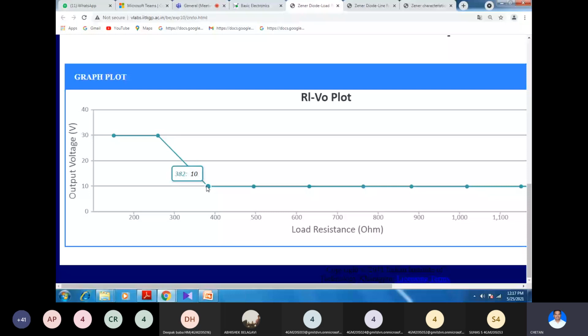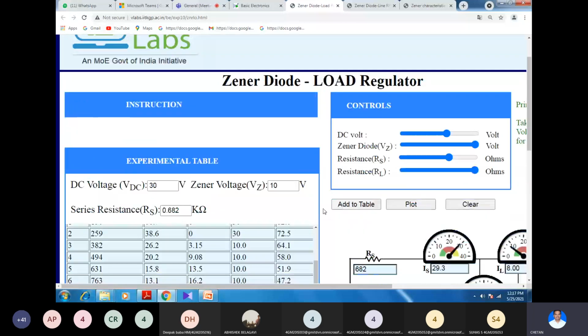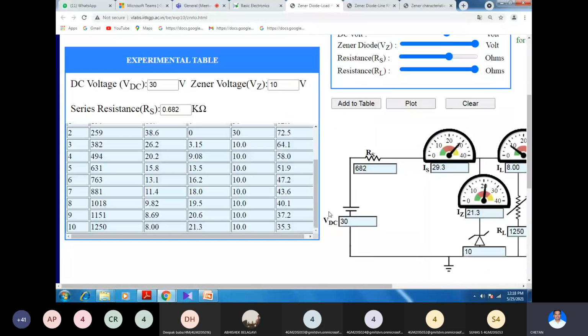VZ is the breakdown voltage of this diode. For this case, the breakdown voltage is 10 volt. Therefore, for all values of RL, 400, 500, and so on up to 1000, you have a constant 10 volt at the output. So this is all about load regulation as well as line regulation. I hope the concept of the Zener diode voltage regulator is very well understood by you.